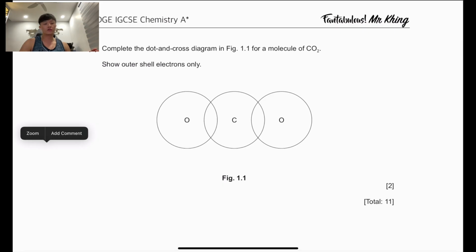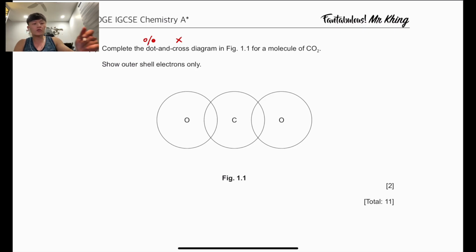Alright, next one. Complete the dot and cross diagrams. Which means you can only use dot and cross to represent the electrons. So carbon is 2, 4, oxygen 2, 6. So how do we know how many electrons are for sharing again? Based on the number of electrons that it needs to become stable. See 2, 4, how many more does it need to become 8? It needs 4 more. So therefore carbon can only share 4. So oxygen from 6 to 8 needs 2 more. So therefore it can only share 2. That's why I say carbon can only share 4 electrons, oxygen can only share 2.